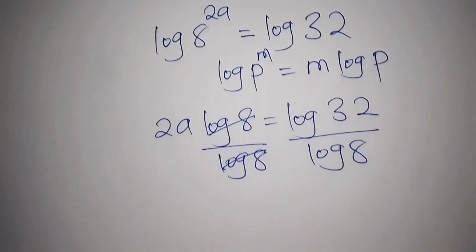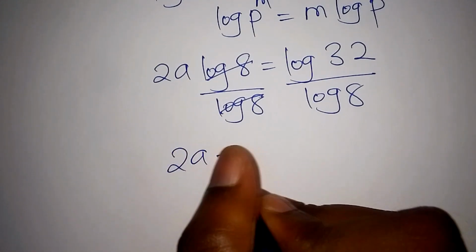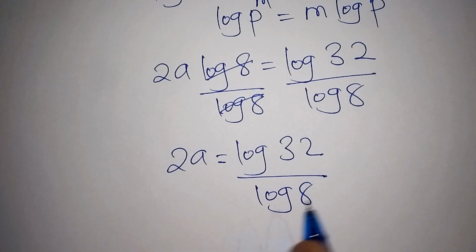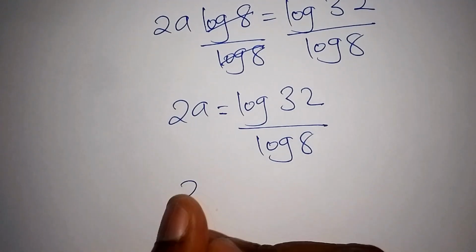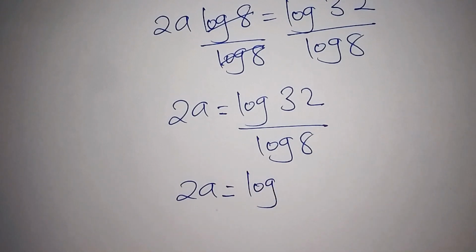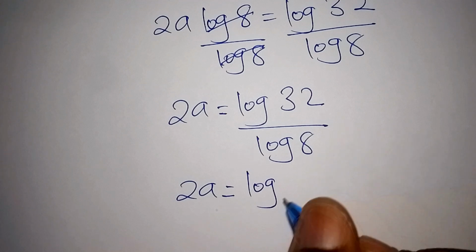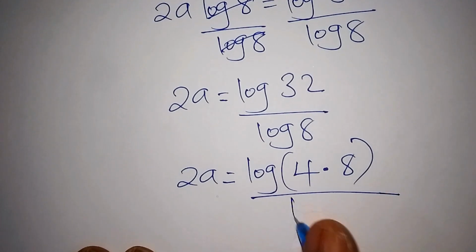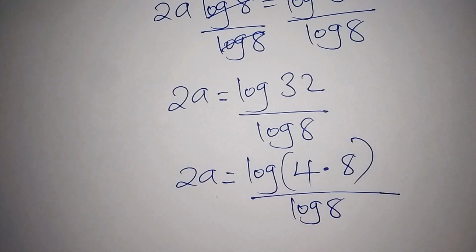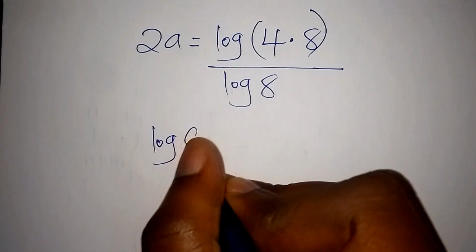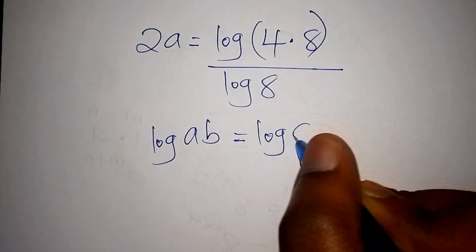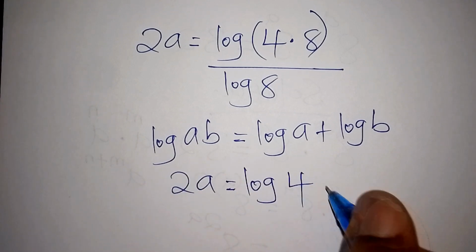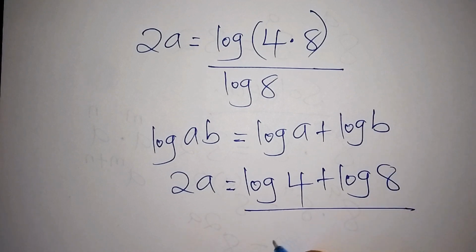So log 8 and log 8 cancel, so 2a is equal to the log of 32 all over the log of 8. We don't stop here, we can still factorize. 2a is equal to the log of 32, which can be written as the log of 4 multiplied by 8, all over the log of 8. Let's assume we have the log of a multiplied by b, which can be written as the log of a plus the log of b. So 2a is equal to the log of 4 plus the log of 8, all over the log of 8.